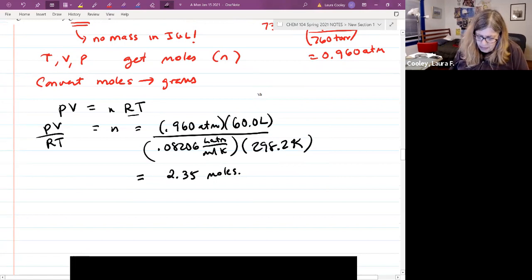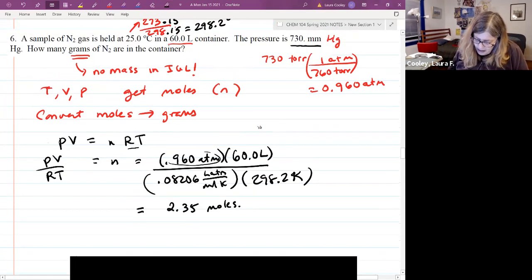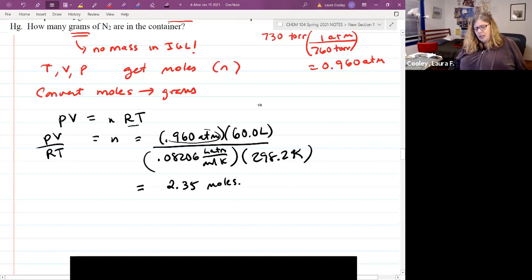This pressure is pretty much close to atmospheric pressure. The temperature is about room temperature. So if you have a little more than 2 moles of gas, it's going to be 60 liters. That's good. Gases take up a lot of space. Those are standard conditions, almost standard.